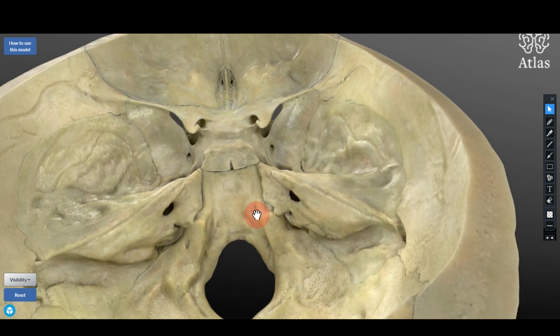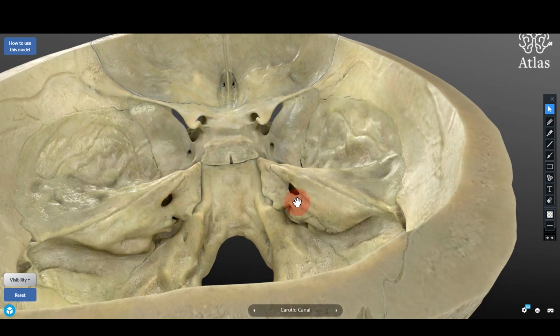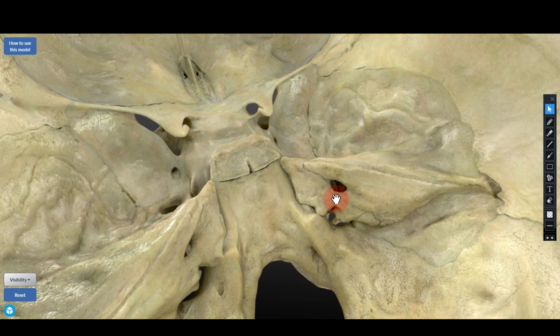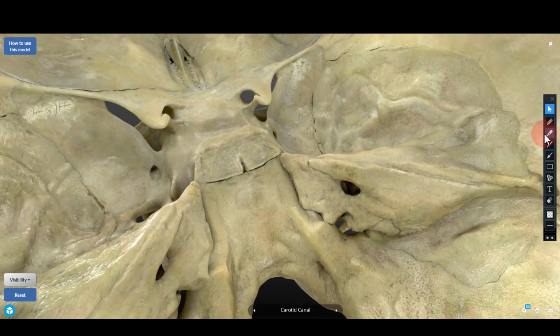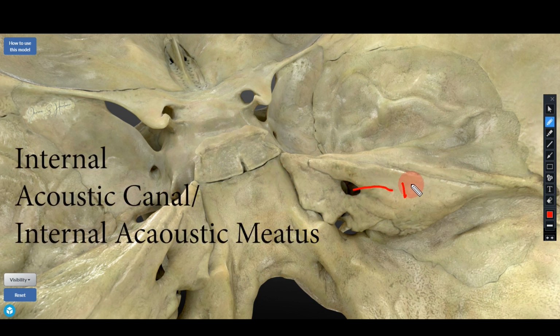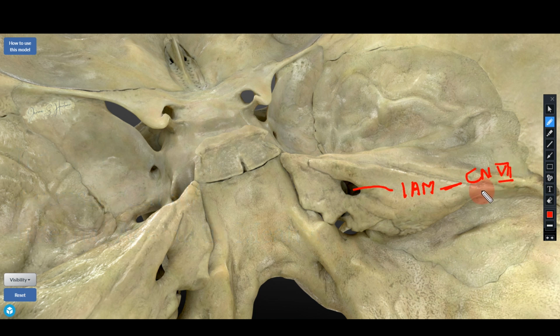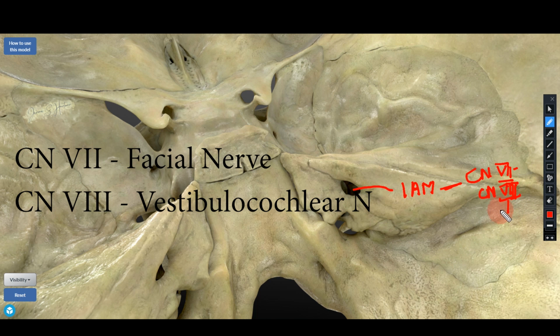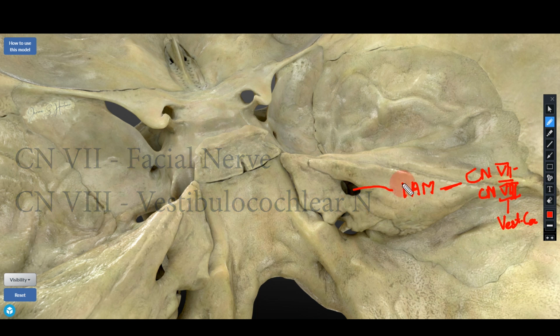On the posterior cranial fossa, this is the posterior cranial fossa, as you know. This is the petrous temporal bone. Almost in the middle of the petrous temporal bone, you have a large foramen. This foramen is the internal acoustic canal or the internal acoustic meatus. Internal acoustic meatus allows for the passage of cranial nerve number 7 and cranial nerve number 8. Okay, 7 is facial nerve and 8 is vestibulocochlear. You should not call it auditory nerve, you should call it vestibulocochlear. So vestibulocochlear and the facial nerve.